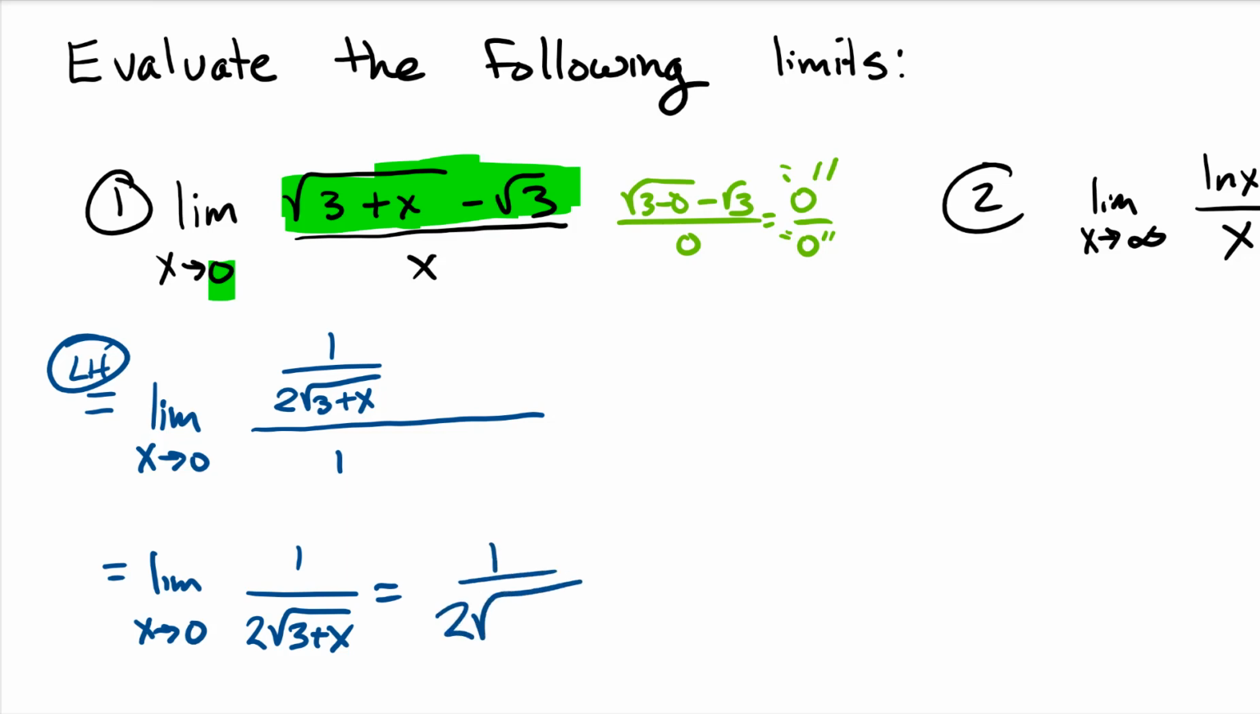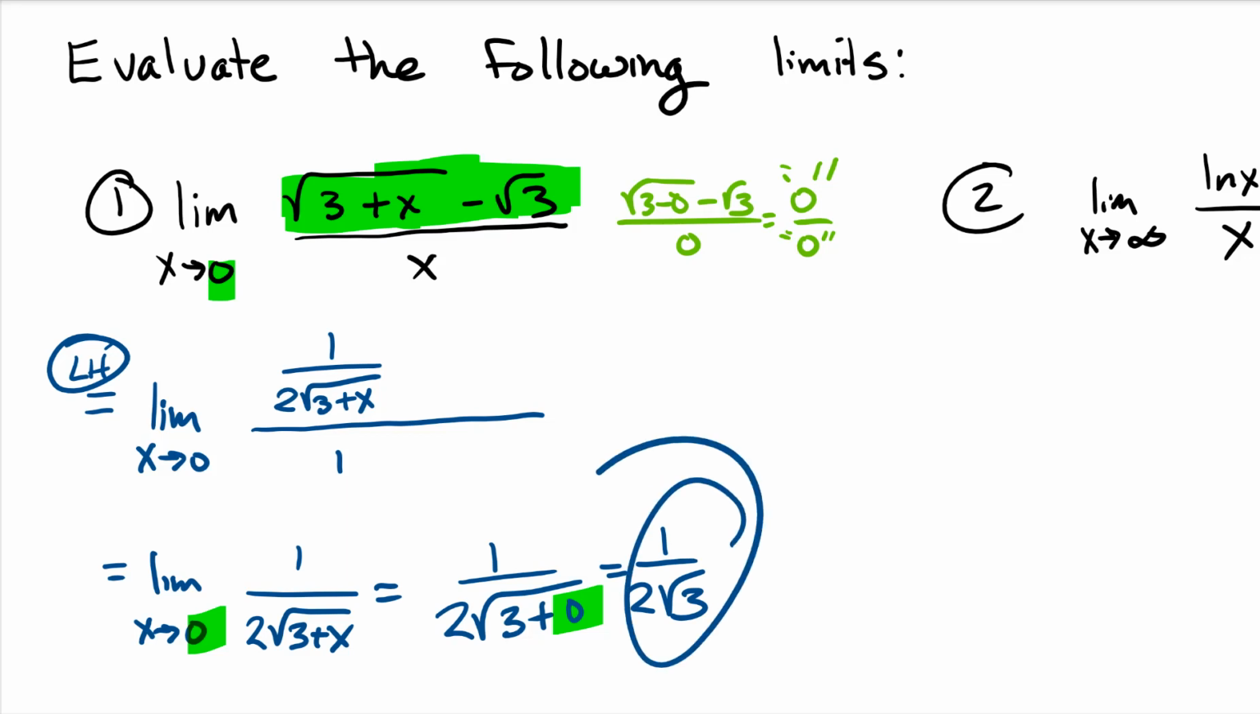1 over 2 times the square root of 3 plus, and now we're going to take this thing here, we're just popping in that 0. Sometimes it's a value, maybe it's 7. So it's 1 over 2 times the square root of 3. And there is our solution for our first one. L'Hôpital's in action. Let's keep rolling.